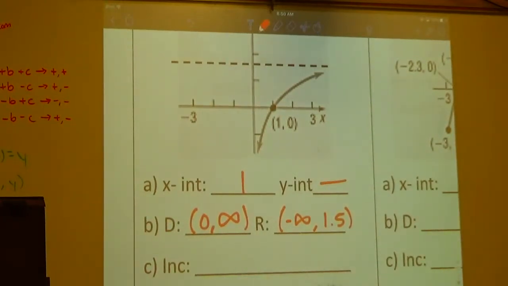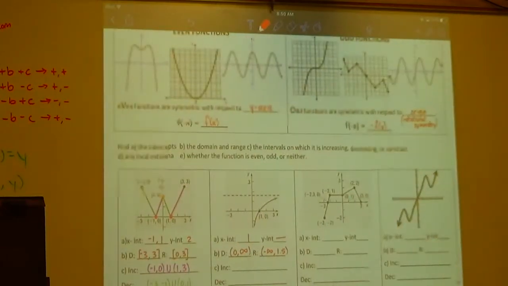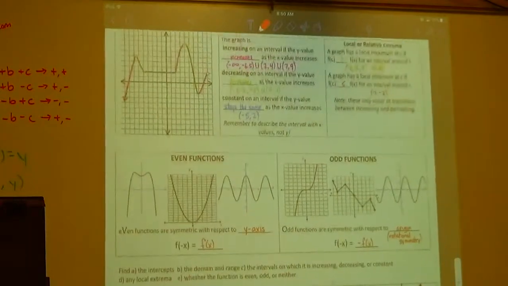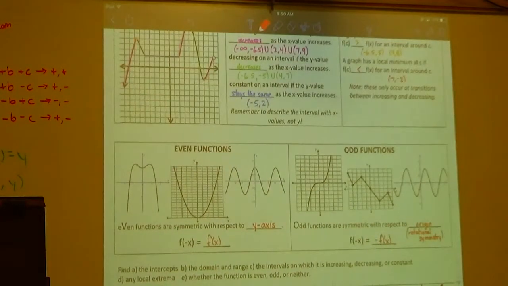When are we going to start calculating those? Once we start doing rational functions. It's towards the end of the year, if I remember right, because I think I did it here last year.